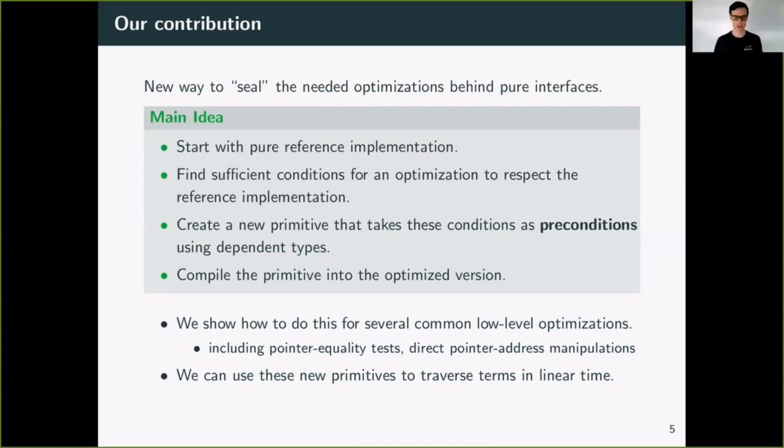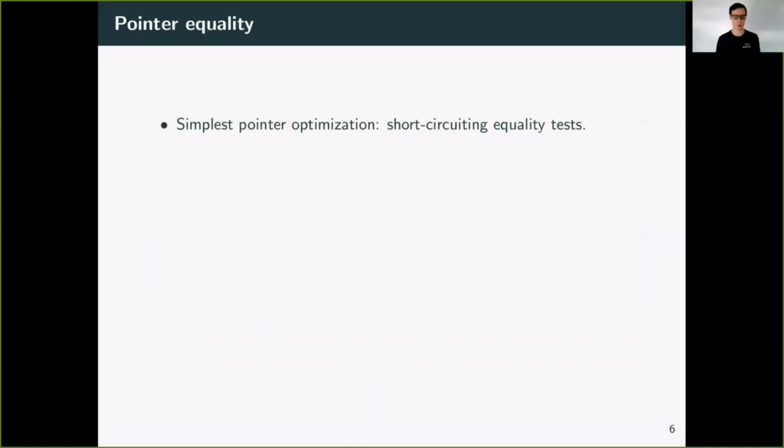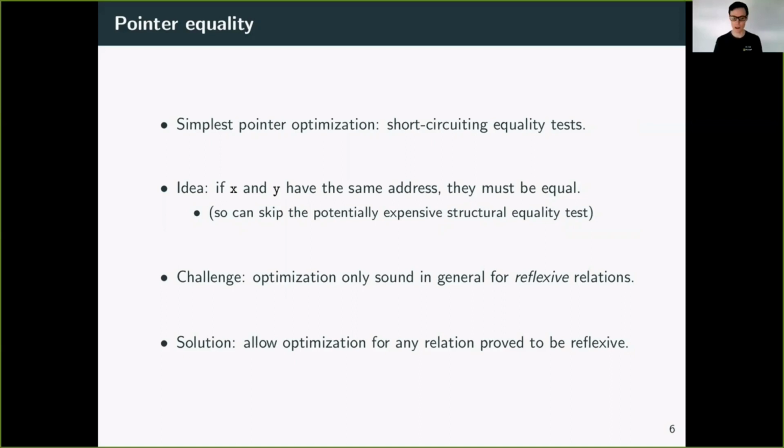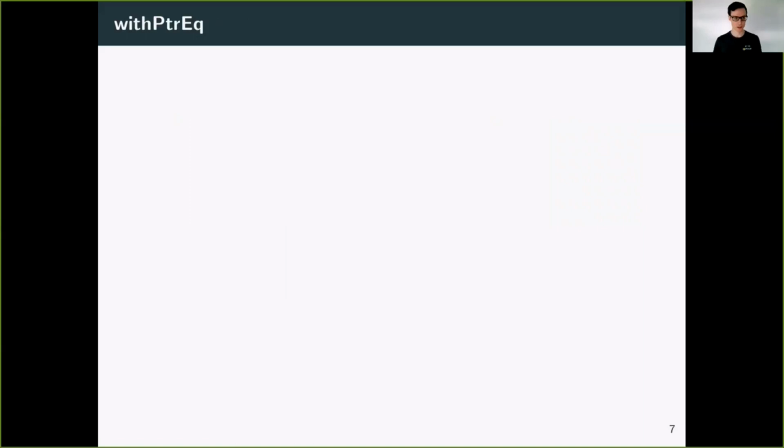So perhaps the simplest pointer optimization is just short-circuiting equality tests using pointer equality. And the idea is simple. If two terms x and y have the same memory address, they must be structurally equal. So you can skip the potentially exponentially expensive structural equality test and just return true. And the challenge here is that this optimization is only sound in general for reflexive relations. And the solution is somewhat simple. Allow the optimization for any relation that you can prove is reflexive. Which brings us to our first new primitive, which we call withPointerEq.